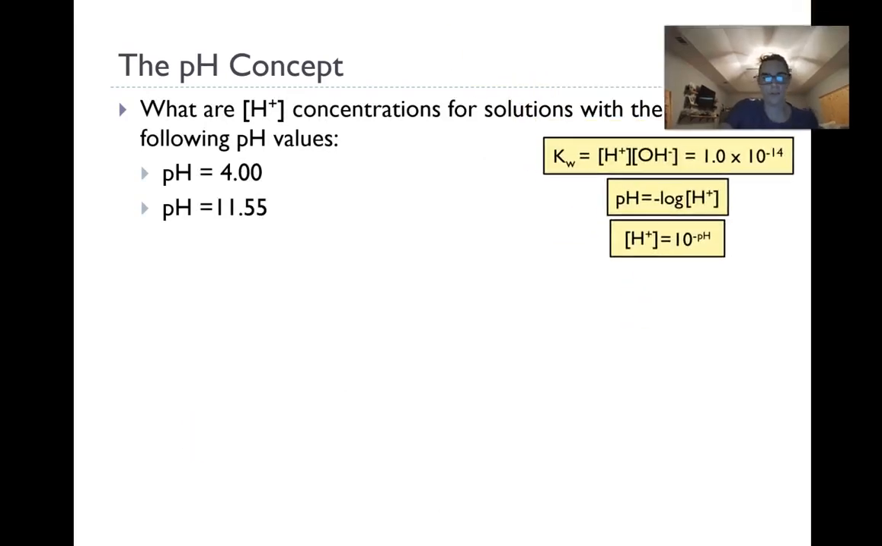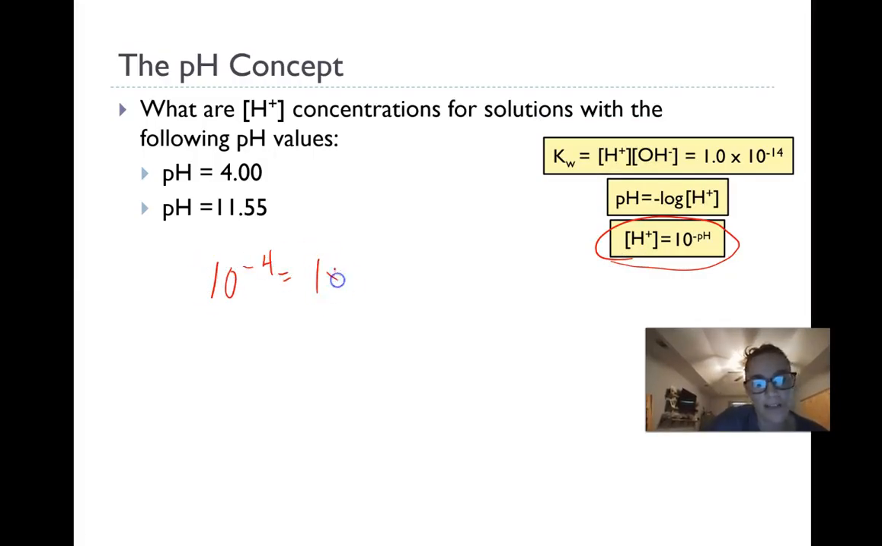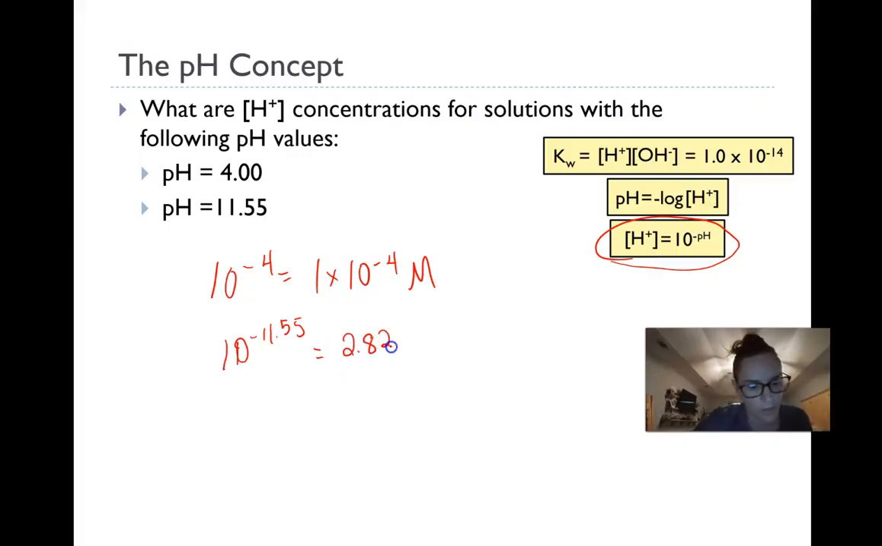So we can also do the opposite. If we have pH values, we can find the hydrogen ion concentrations, because remember, hydrogen ion concentrations are 10 to the negative pH. So 10 to the negative 4. So it has a hydrogen ion concentration of 1 times 10 to the negative 4 molar. If you have a pH of 11.55, that's 10 to the negative 11.55. So I can't just do that in my head. I have to put that in my calculator. So 10 to the negative 11.55 equals 2.82 times 10 to the negative 12th molar.